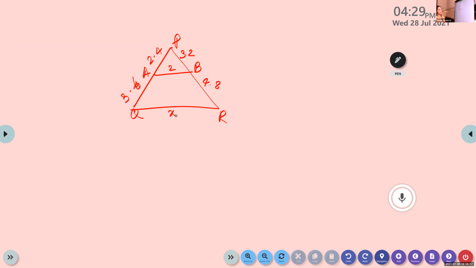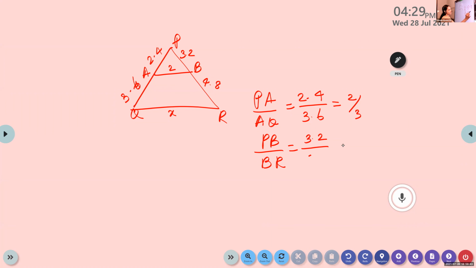It is not given parallel, it is not given similar. But all the sides are given. You find out the ratio. What is PA by AQ? It is 2.4 by 3.6. Is it 2 by 3? You find the other side, PB by BR. It is 3.2 by 4.8. That is also 2 by 3. So are we getting the sides as proportional? PA by AQ is equal to PB by BR. Is it proportional? Is that so, Vishnupriya?